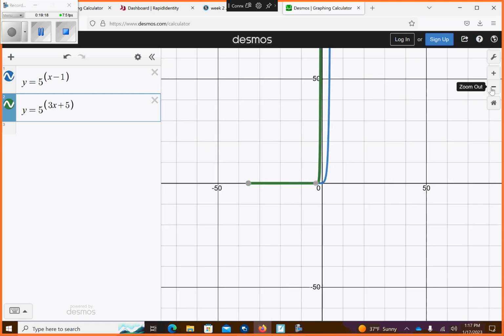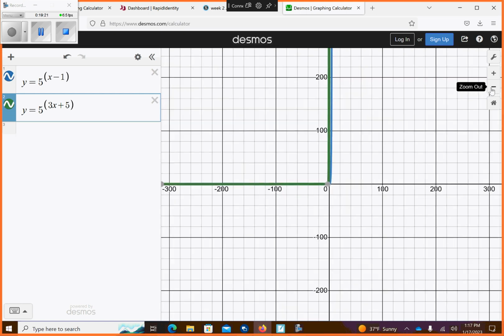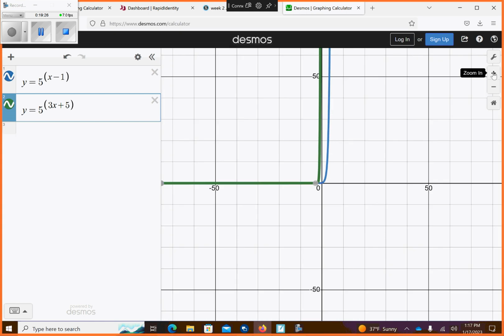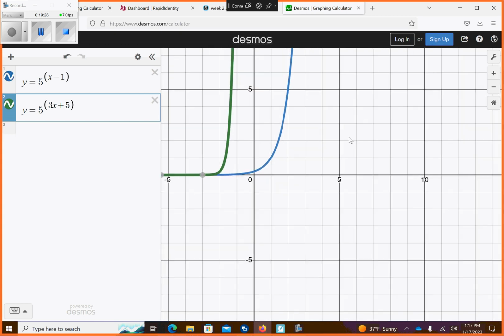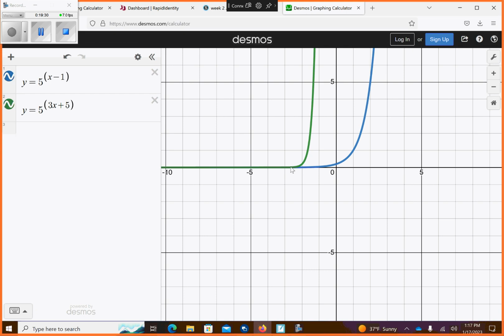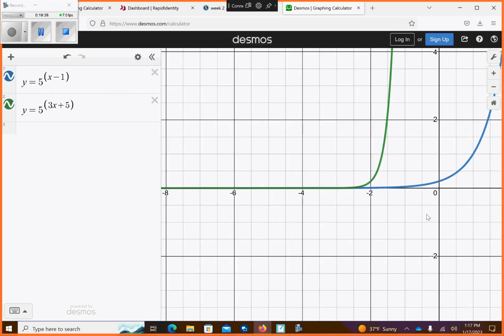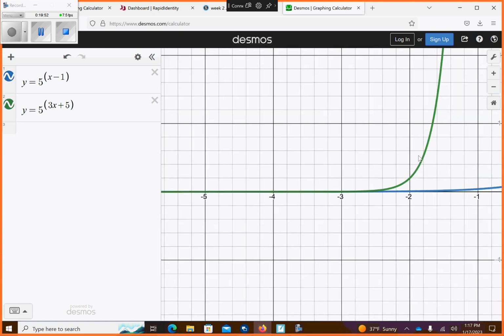Okay, I could zoom out and you have these two graphs that go along the x-axis and then they shoot straight up. But something takes place, and we're going to zoom in as close as we can in here. -4, I believe. There we go. Let's see. Zoom in a little bit more.